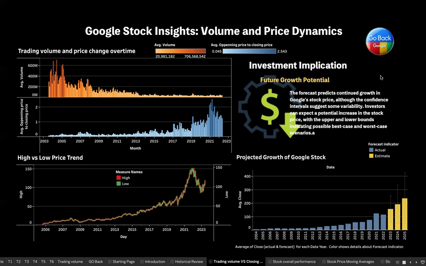So in summary, Google's stock has shown impressive growth over the past 2 decades, and the future looks bright. For investors, this is a solid trade with potential for both short-term gains and long-term stability. While there may be some volatility, the overall outlook is positive. Next slide, please.